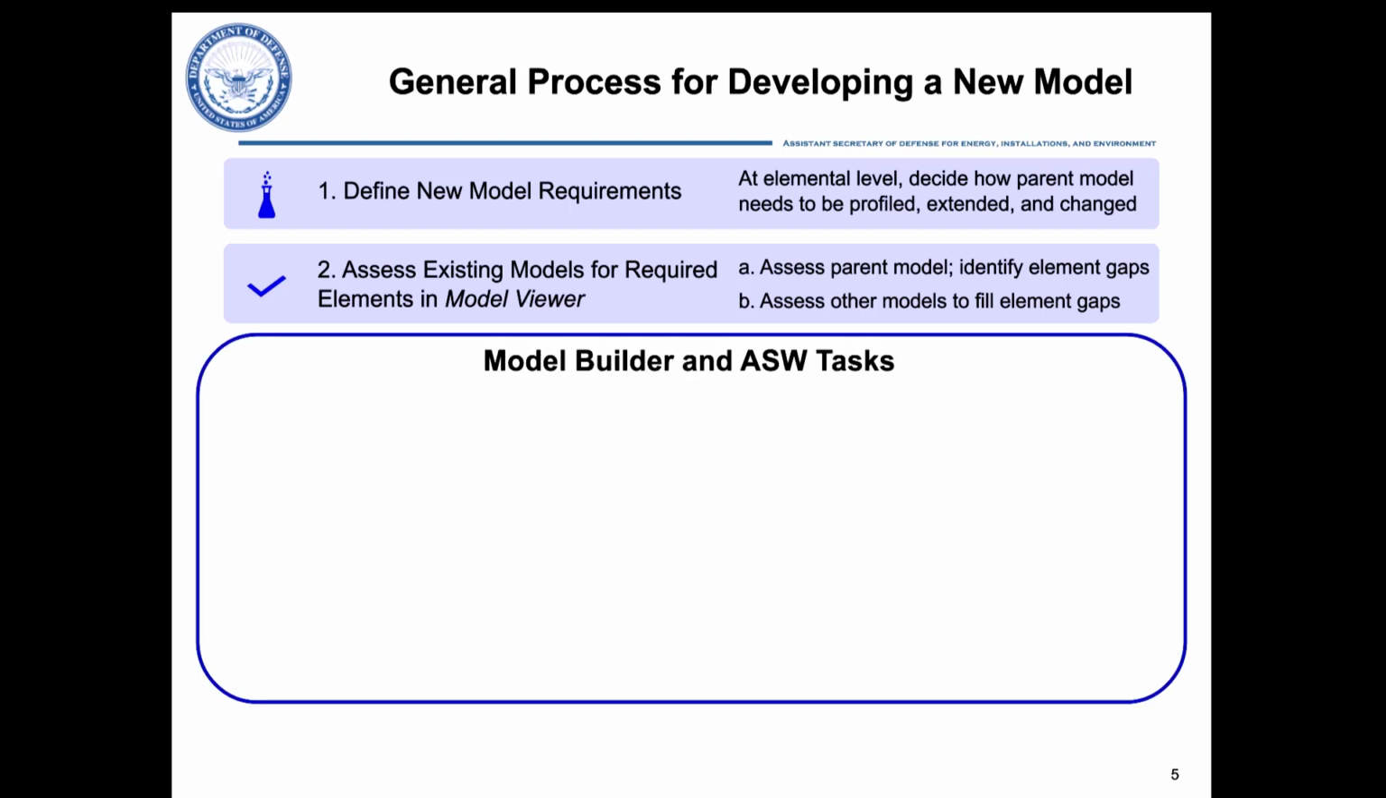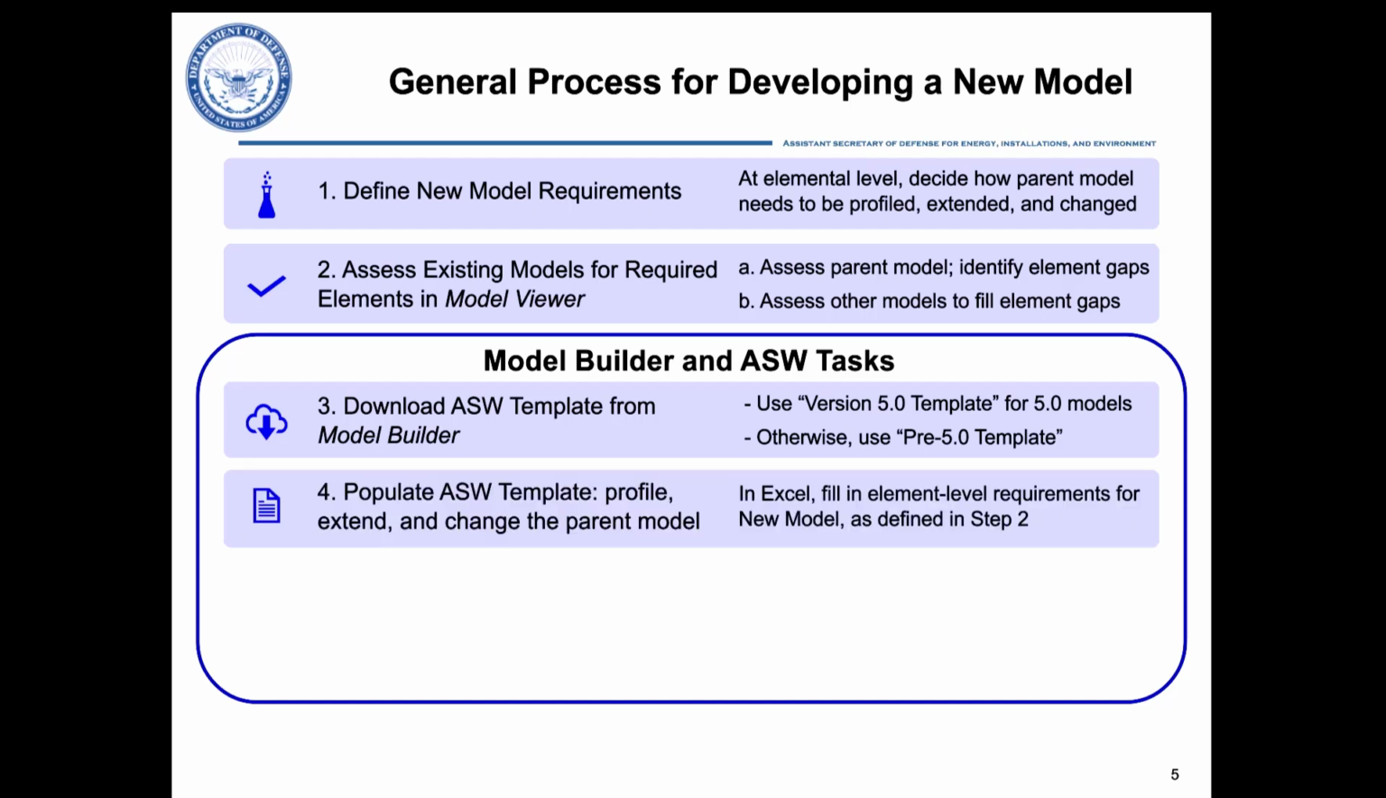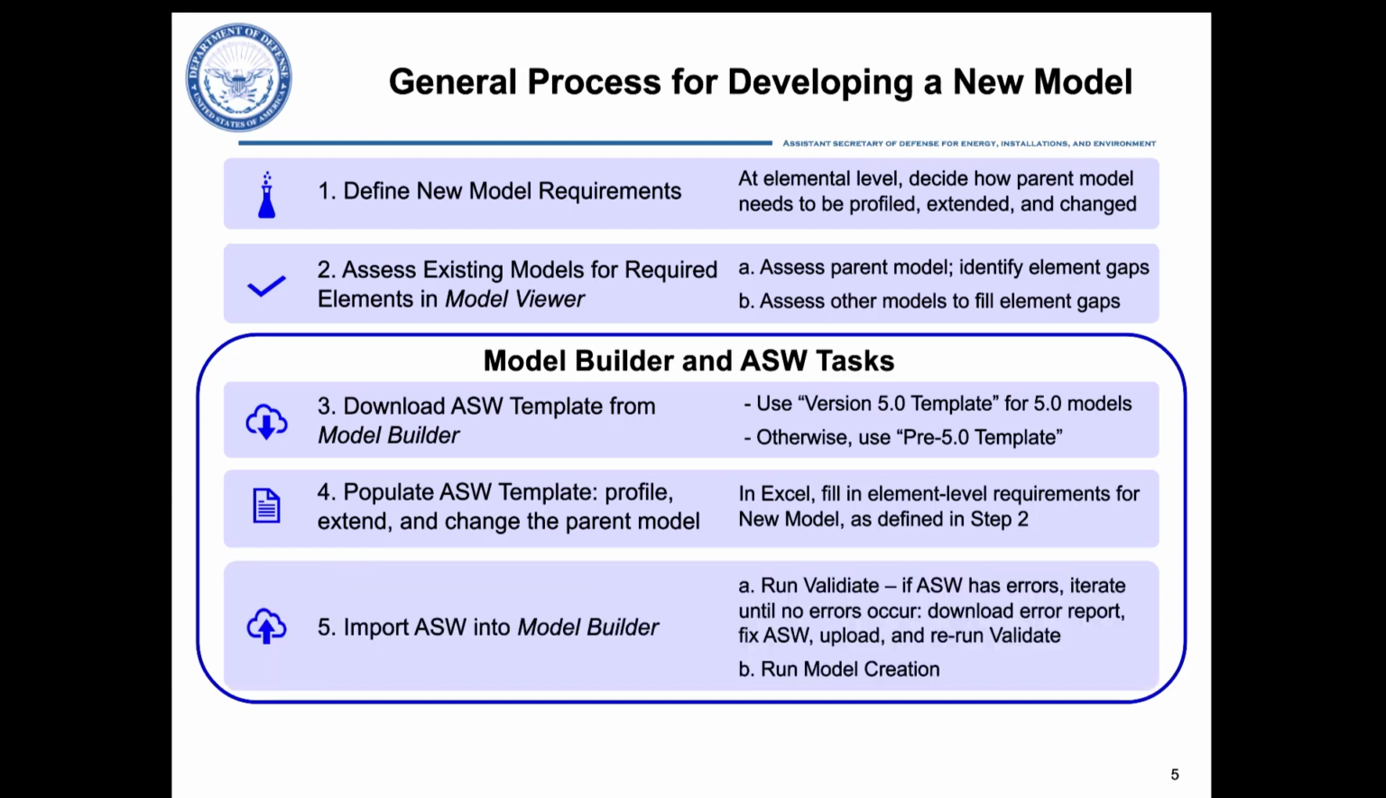Steps 3, 4, and 5 all involve Model Builder. In Step 3, an empty Adaptation Submission Workbook, or ASW template, is downloaded from the tool interface. There are template versions for both 5.0 models and pre-5.0 models. In Step 4, the ASW template is populated with the elemental requirements defined in Step 2. The syntax and logic used to specify the model elements and their properties must be as exact as possible during this process. In Step 5, the populated ASW is uploaded and imported into Model Builder.